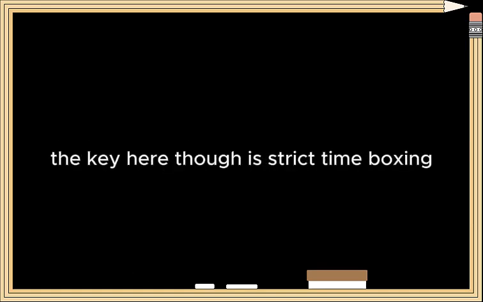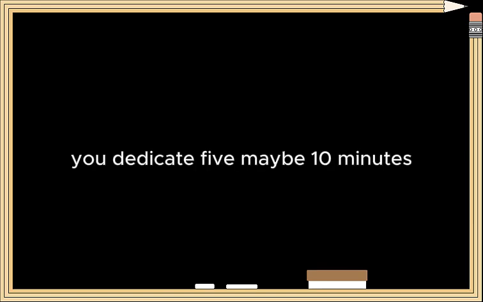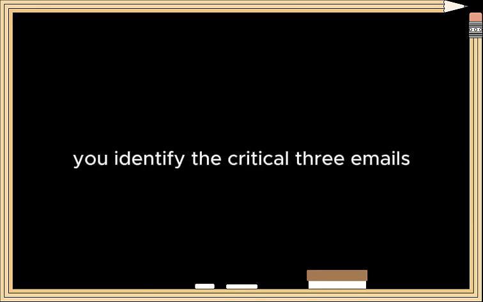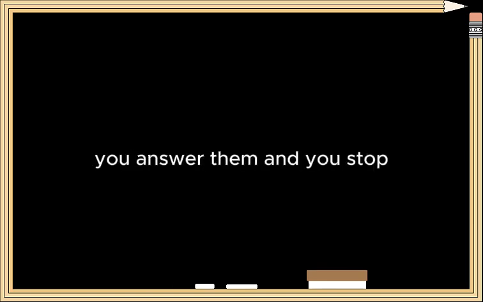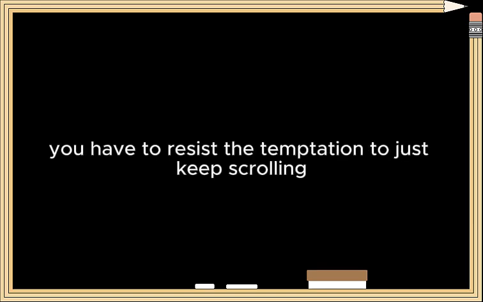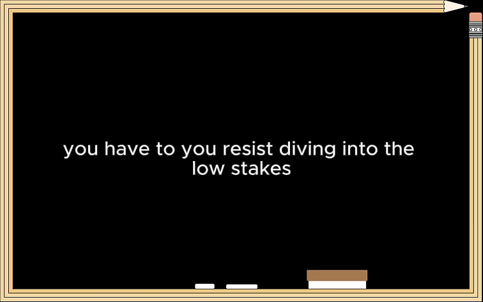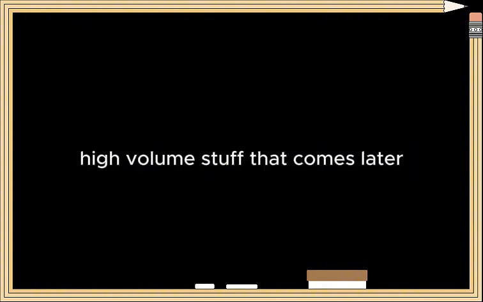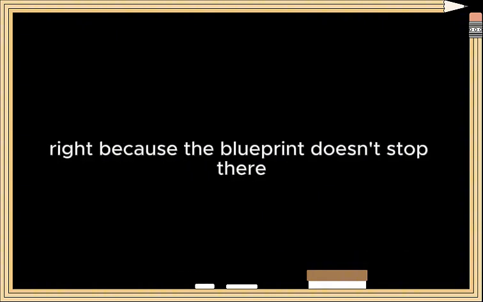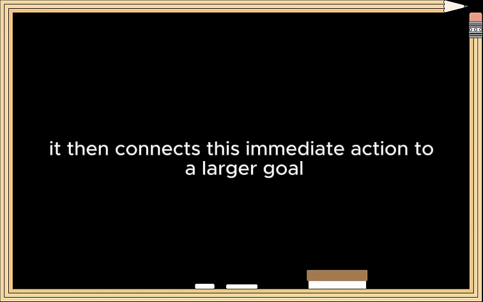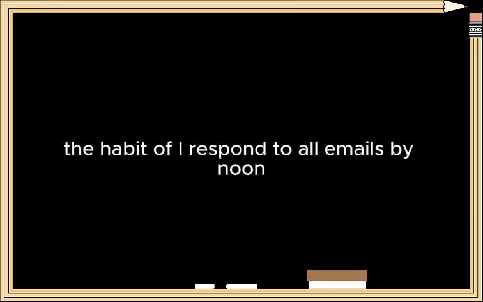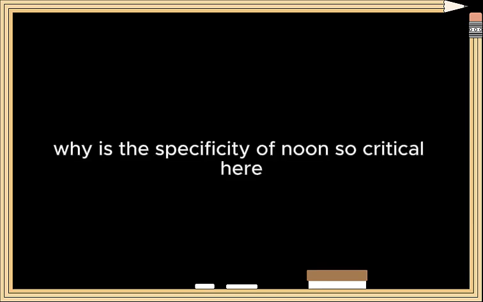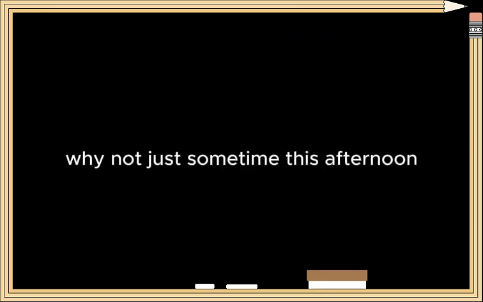The key here, though, is strict time boxing. You dedicate 5, maybe 10 minutes. You identify the critical 3 emails, you answer them, and you stop. You have to resist the temptation to just keep scrolling. You have to. You resist diving into the low-stakes, high-volume stuff that comes later. Right. Because the blueprint doesn't stop there. It then connects this immediate action to a larger goal. The habit of, I respond to all emails by noon. Why is the specificity of noon so critical here? Why not just sometime this afternoon?